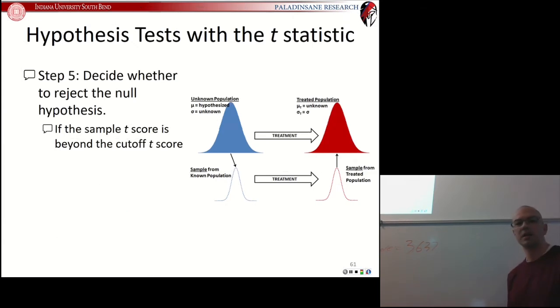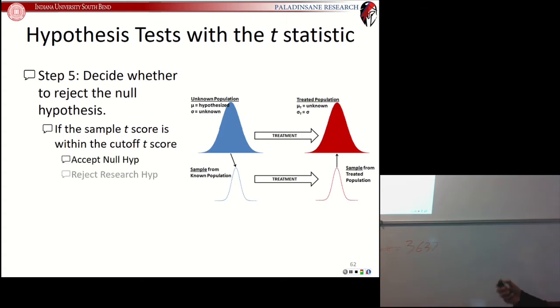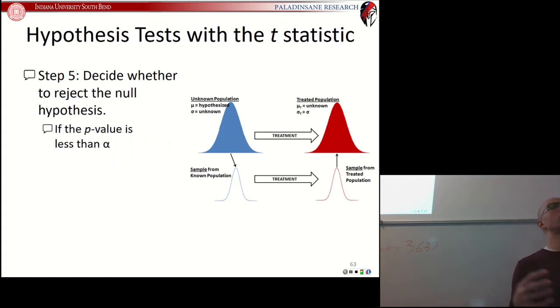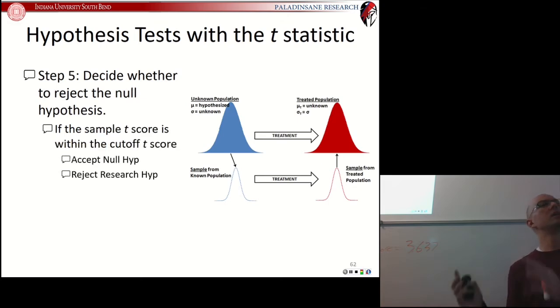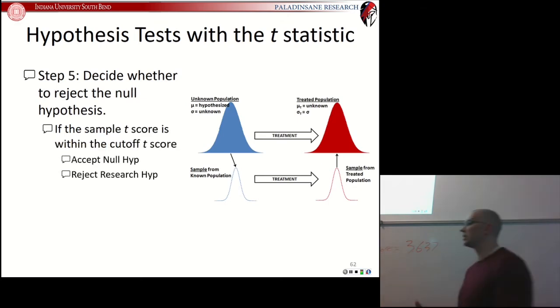So normally we would say if the sample t-score is beyond the cutoff t-score, we're going to accept the research hypothesis and reject the null hypothesis. If, on the other hand, the sample t-score is within the cutoff t-score, we would accept the null hypothesis and reject the research hypothesis. We are going to do the same logic, but instead of using the cutoff scores, we're going to use the probabilities.